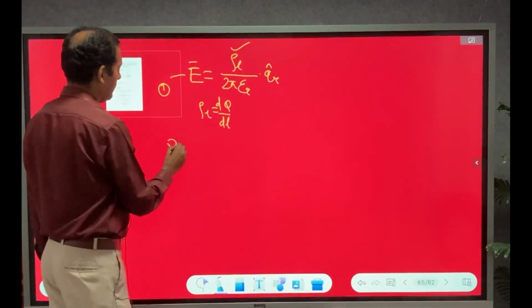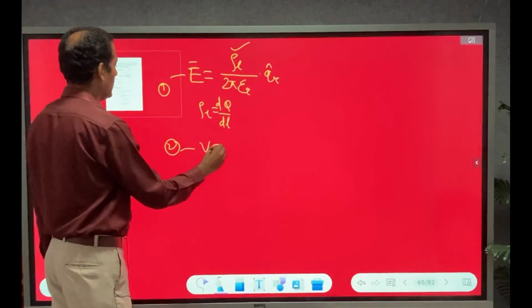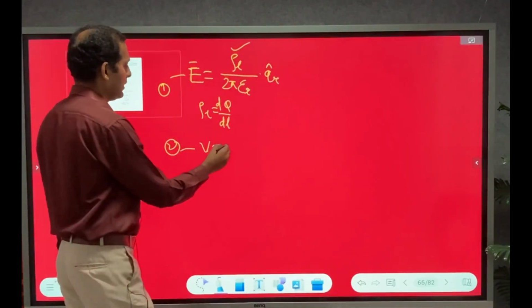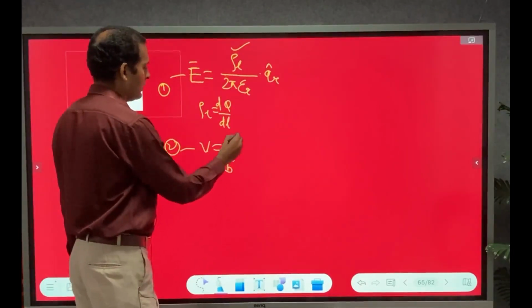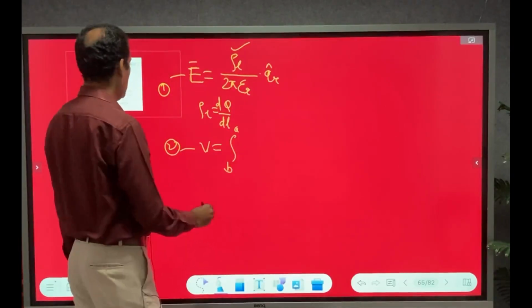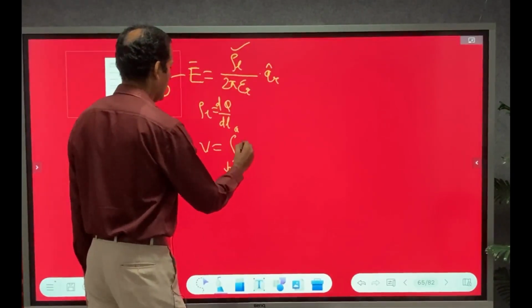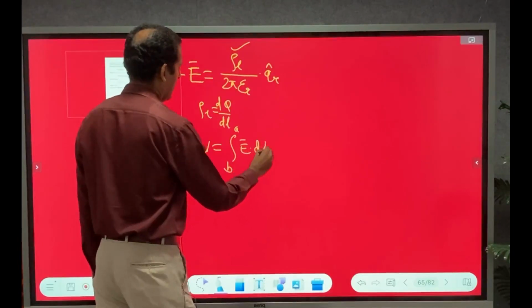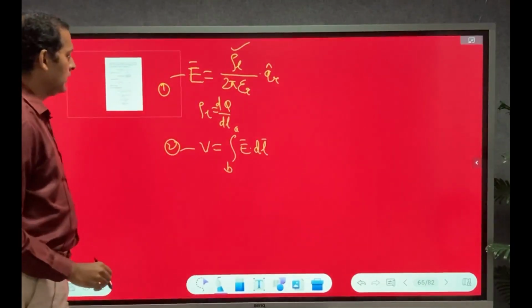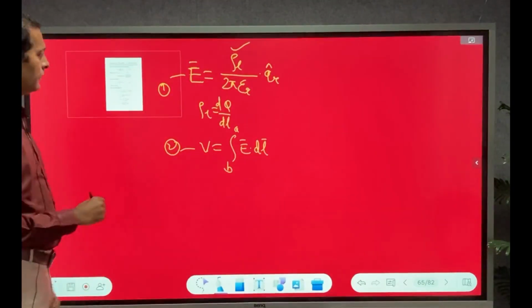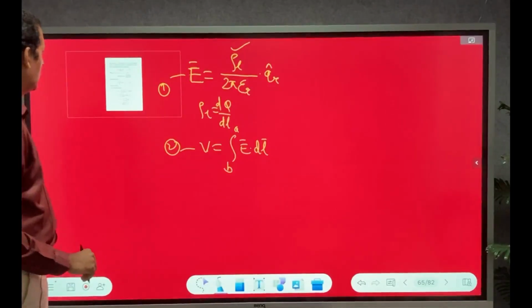Second thing, we have to take the voltage and electric field intensity formula. Say we may have some radius from b to a, and we have some electric field intensity across the coaxial cable, that is V is equal to E bar dot dl bar.